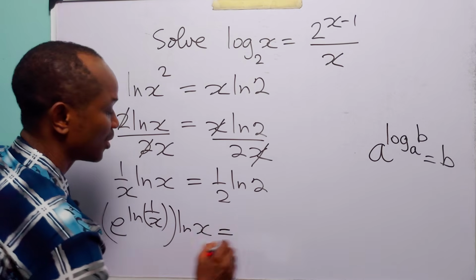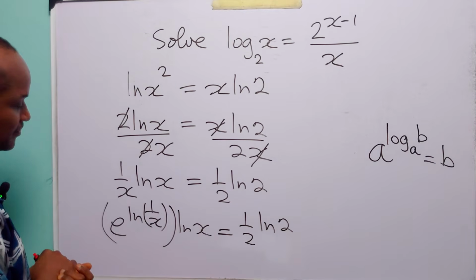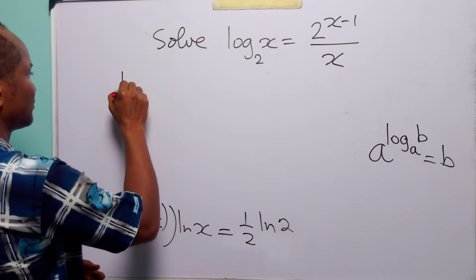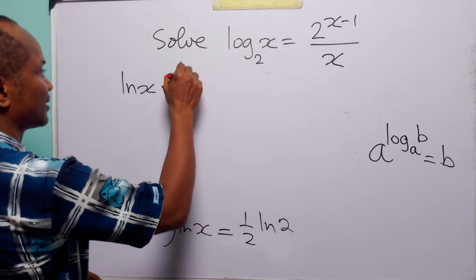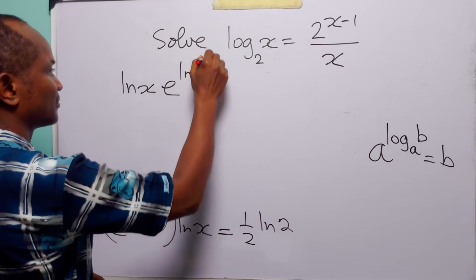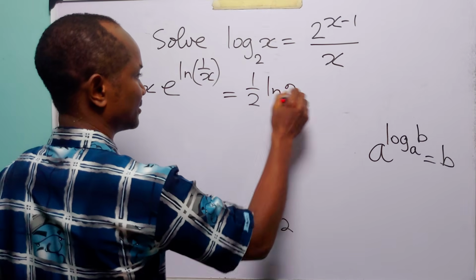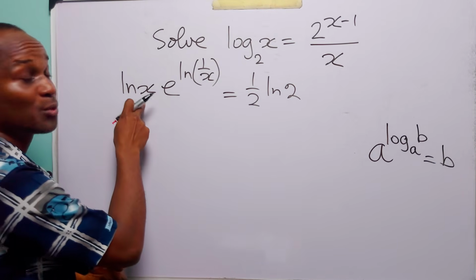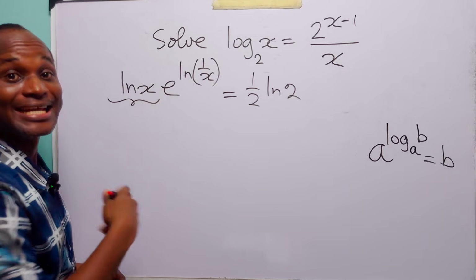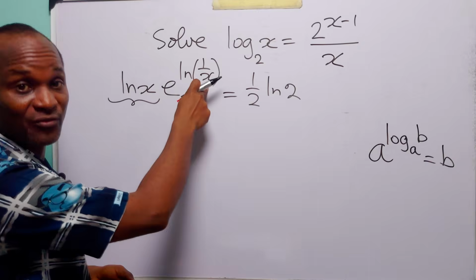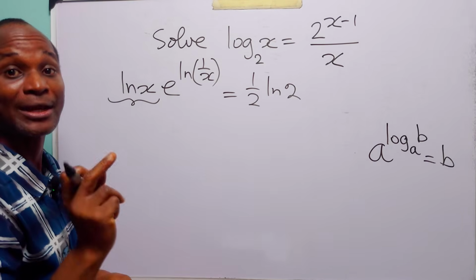And this is equal to 1 over 2 ln 2. From here, we have ln x multiplied by e to the power ln 1 over x. And of course, this is equal to half times ln 2. Now, to turn what we have as the multiplier of e, that is what we have before e, into what we have as the exponent of e, what we are going to do is that we will multiply both sides of this equation by -1.